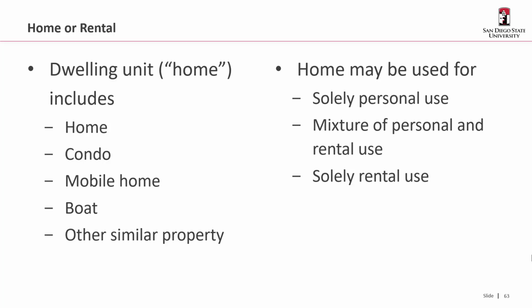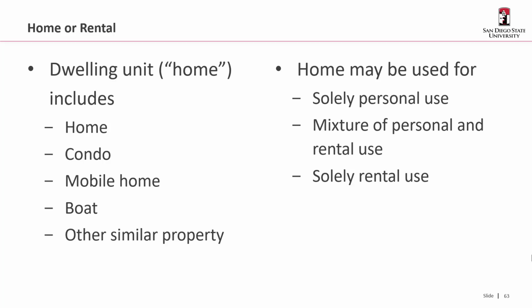Now, once you own this home, you could, of course, use it solely for personal use, right? So that's my home here in San Diego. My family and I live in it, and we don't rent it to anyone else. You could have a mixture of personal and rental use. I like to think of that as a vacation home. So you could have a vacation home in Hawaii that you live in for 1 month while you're on vacation. But of course, the other 11 months you rent it out to try to make it more affordable to own a home in Hawaii. And then lastly, it could be solely rental use.